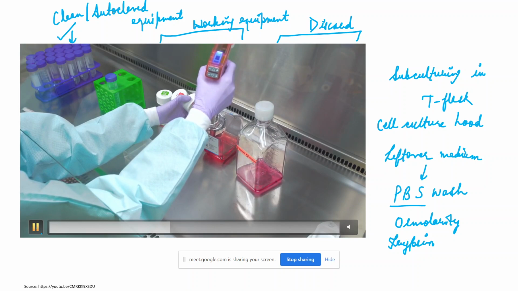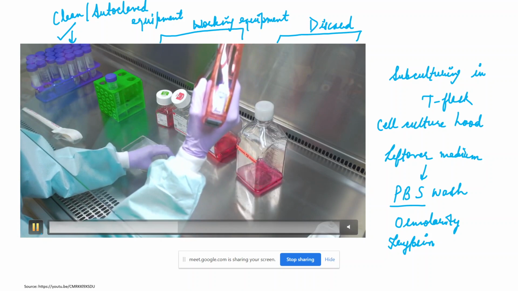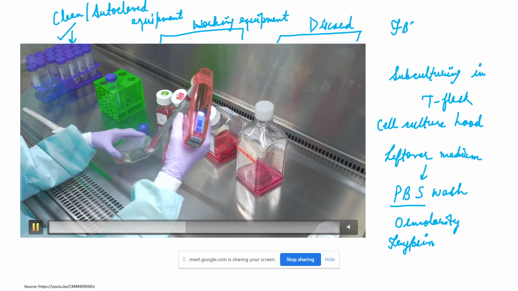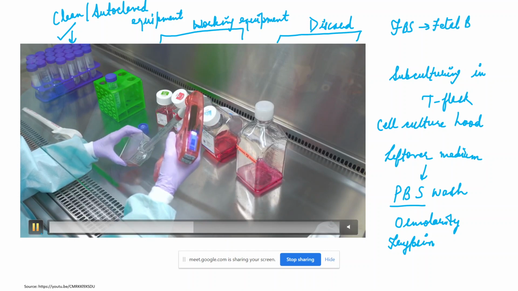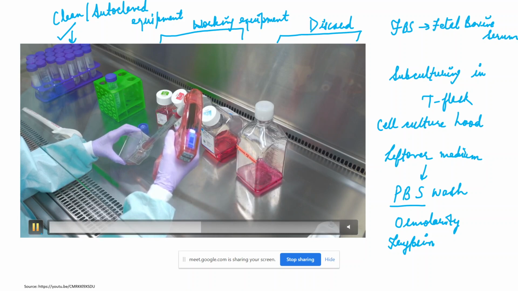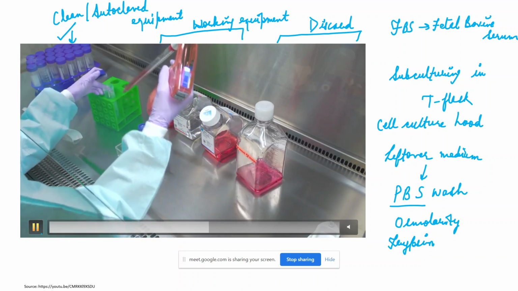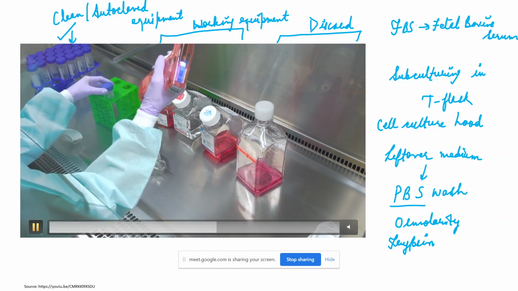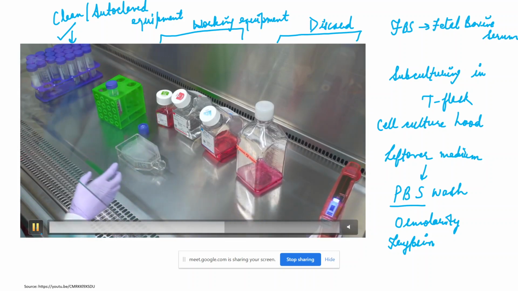Now, once your cells have become detached or rounded, what we should do is add the media. This media has serum, or FBS, which is fetal bovine serum, and it inhibits the activity of trypsin. Hence, whatever trypsin is remaining in your dish or vessel will get inactivated.